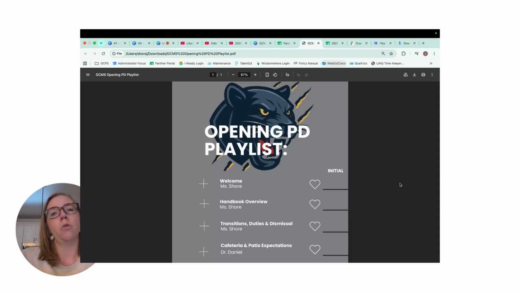Next is transition. When students leave the cafeteria, they will report to their appropriate hallway and their appropriate stairwell. Welcome to Garwell Central, and one of my pet peeves is walking on the right side of the hallway. So as students transition, they walk in the hallway and they walk on the right-hand side.